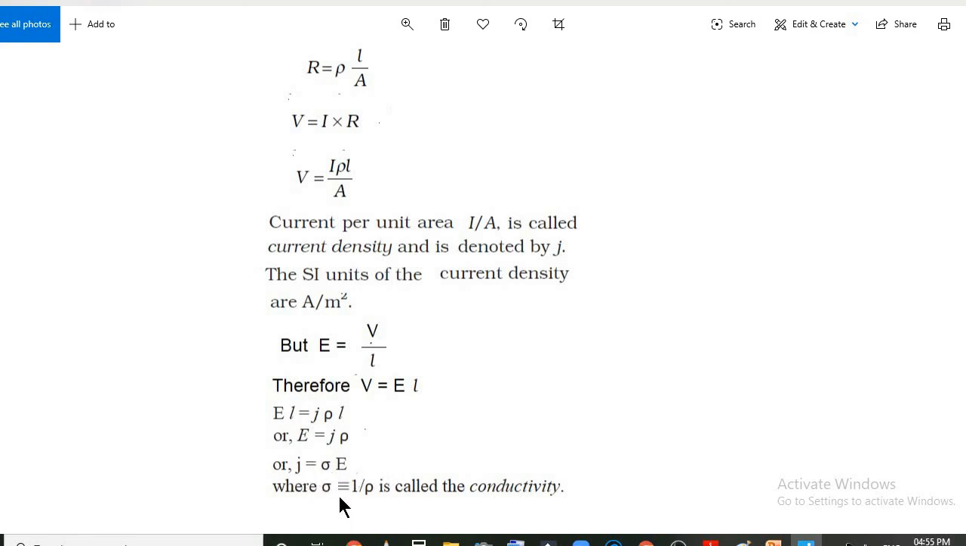What is sigma? Sigma is 1 by rho. That sigma is known as conductivity. What is rho? Rho is resistivity. Resistivity means an ability to make a resistance to the flow of current. Conductivity is just the reverse of it. That's why the reciprocal of resistivity is conductivity.